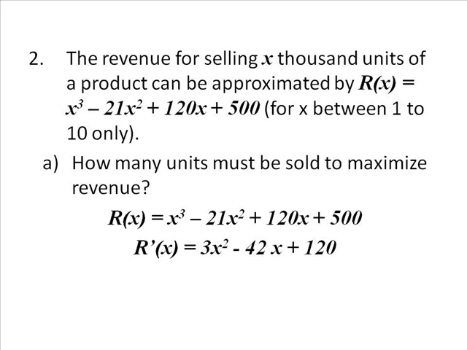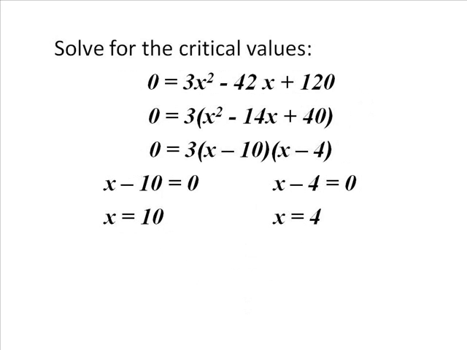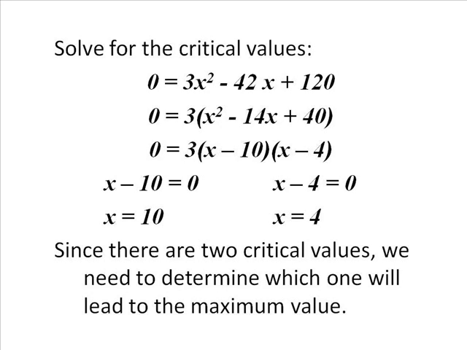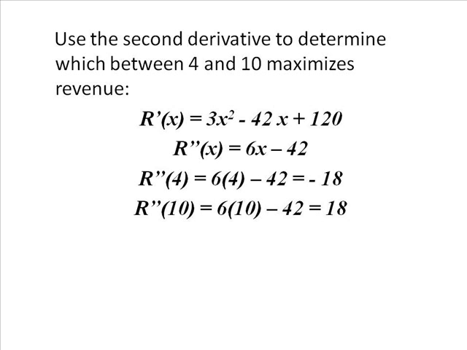Now, let's try to answer the first question. How many units must be sold to maximize revenue? For that, we have to get the first derivative of the revenue function and use it to solve for the critical value. If we equate the derivative of the revenue function to 0, we will be able to solve for the two critical values of 10 and 4. Since there are two critical values, we need to determine which one will lead to the maximum value. Use the second derivative to determine which between 4 and 10 maximizes revenue.